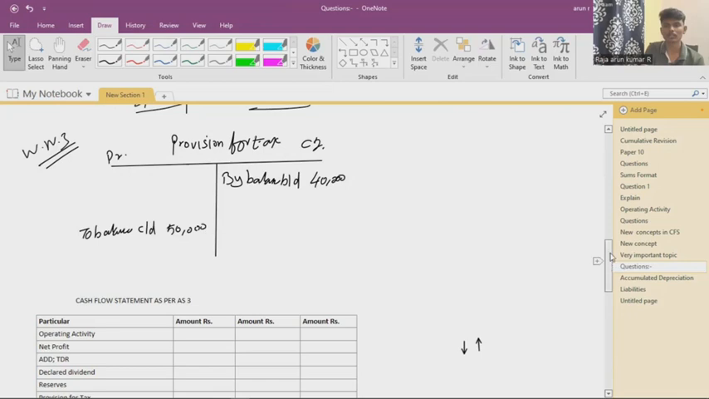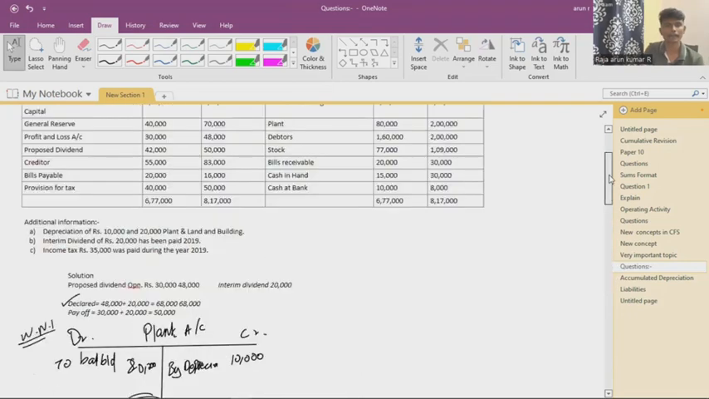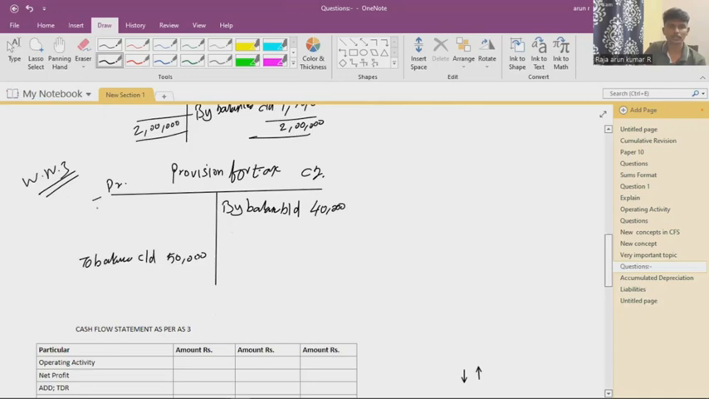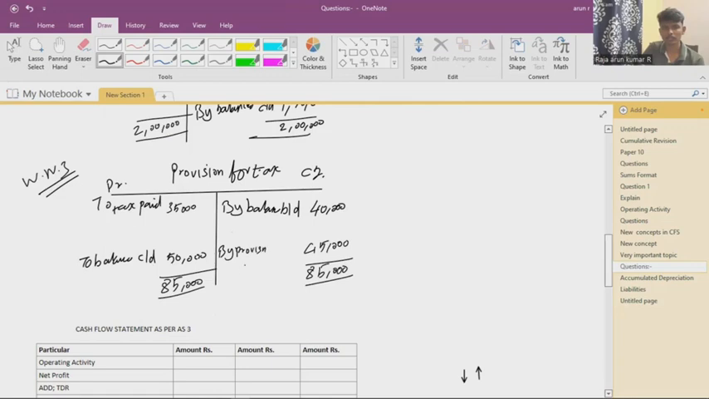What they given? Income tax paid 35,000 during the year. That means they are asking what is the provision for the year. Paid total is 45,000 by provision. Both will be applied in the activity.